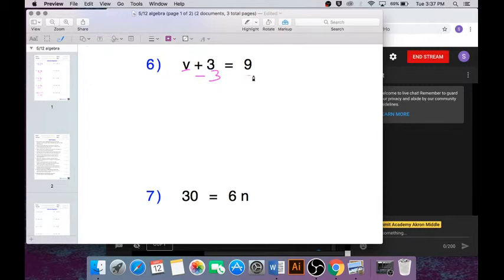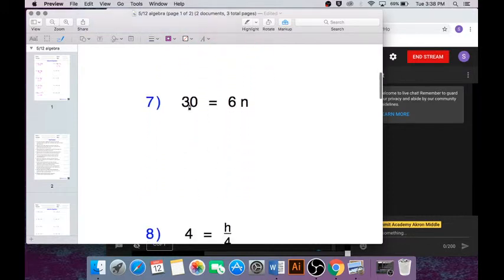Whatever we do to one side, we have to do to the other, so we're going to subtract 3 from the right as well. On the left, our plus 3 and minus 3 are going to cancel each other out, leaving us with just v. And on the right, we have 9 minus 3 is 6. So our answer is v equals 6.